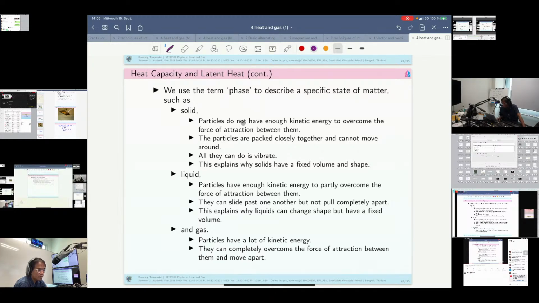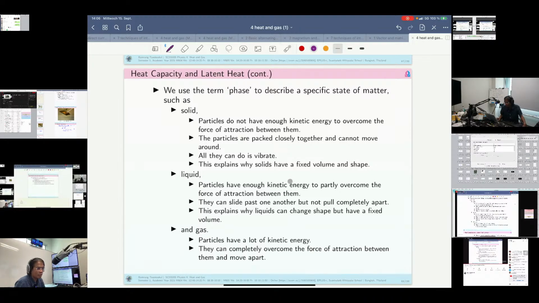In a solid, the particles don't have enough kinetic energy to overcome the force of attraction between them. The particles are packed closely together and cannot move around. All they can do is vibrate. This explains why solids have a fixed volume and shape, because the molecules cannot move easily.